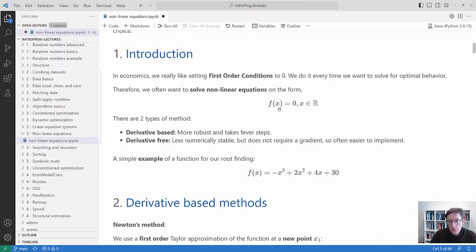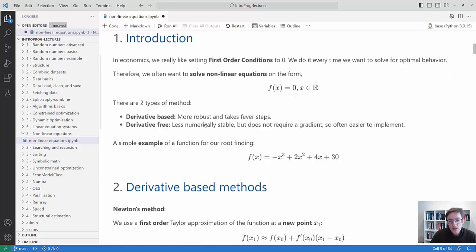So if you stumble upon such an equation, you want to solve it numerically, there's generally sort of two types of methods. Either you can use derivative-based methods. They're the most robust, they take the fewest steps. But there's also something called derivative-free methods, which don't require the gradients and are therefore easier to implement, though they, theoretically speaking, might be numerically less stable. But we will have a look at both of these types of algorithms below. As an example, we will use this simple polynomial which we want to find the root of.